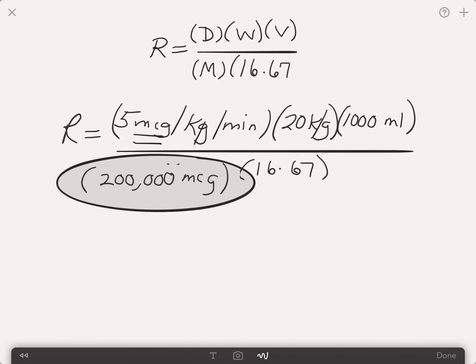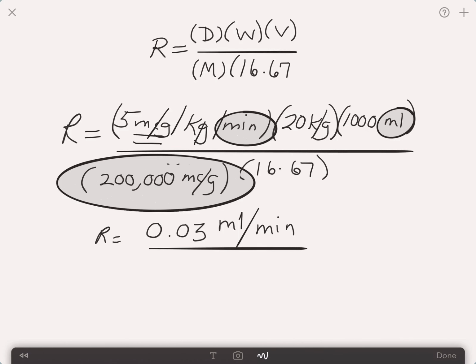Okay, now let's do the math. Well, we can cancel out micrograms. So 5 times 20 times 1,000 divided by 200,000 and 16.67 equals 0.03, and our answer is going to be in mils per minute.